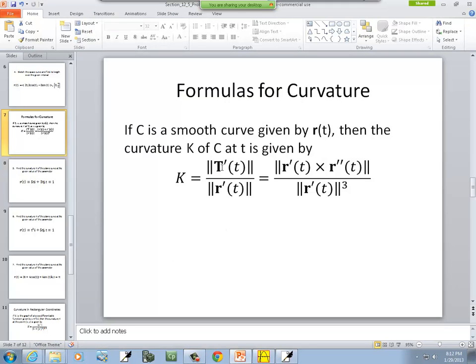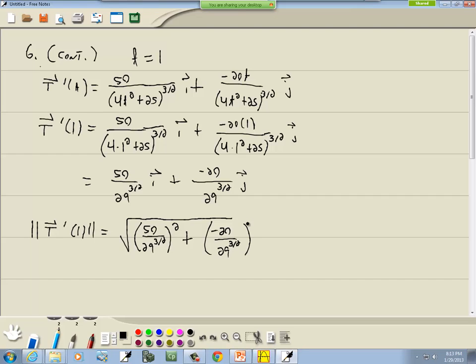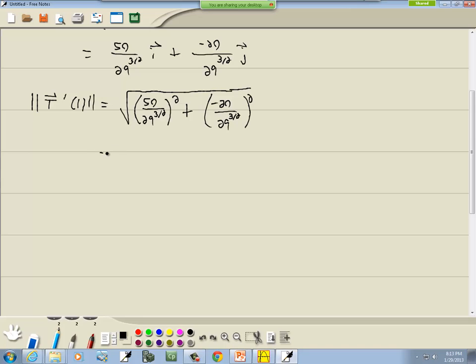Okay, from our formula we need the magnitude of that now. So let's find that. The magnitude of T prime of 1 is going to equal the square root of each one of these squared. So I've got (50 over 29 to the 3/2) squared plus (negative 20 over 29 to the 3/2) squared. Now we can do a little bit of simplifying. I can split this up. I can put a square around the top. So this is 50 squared over (29 to the 3/2) squared plus negative 20 squared over (29 to the 3/2) squared.